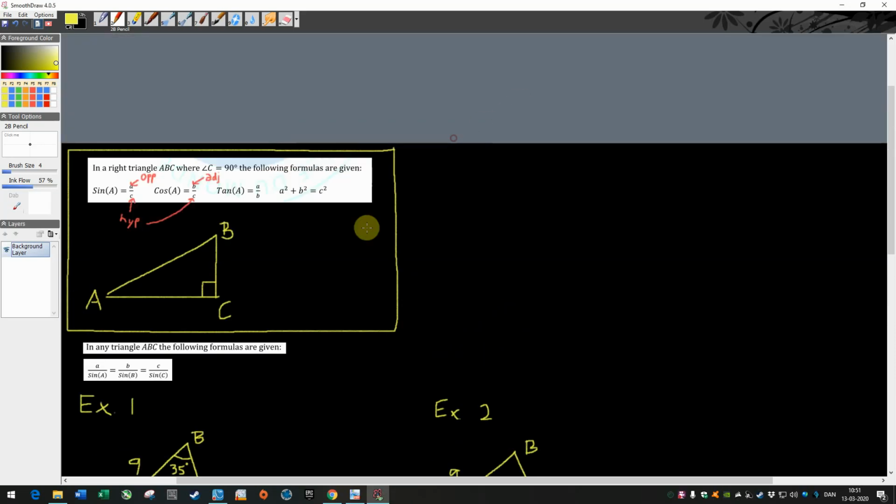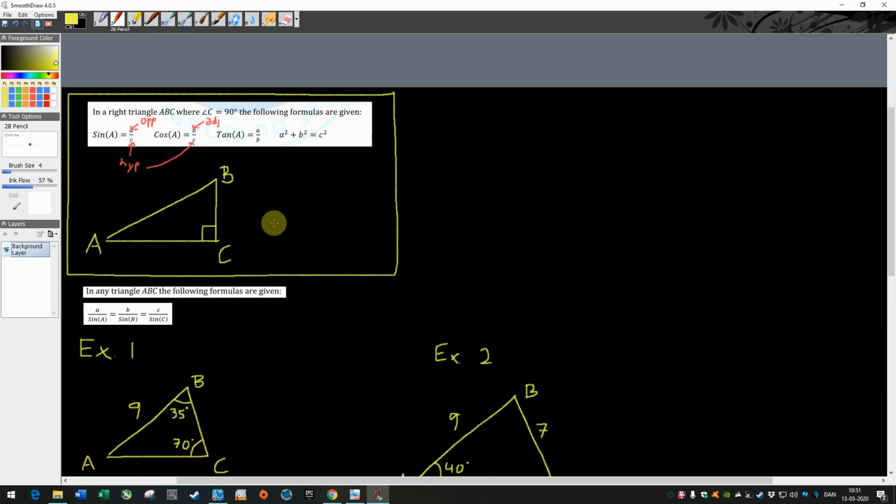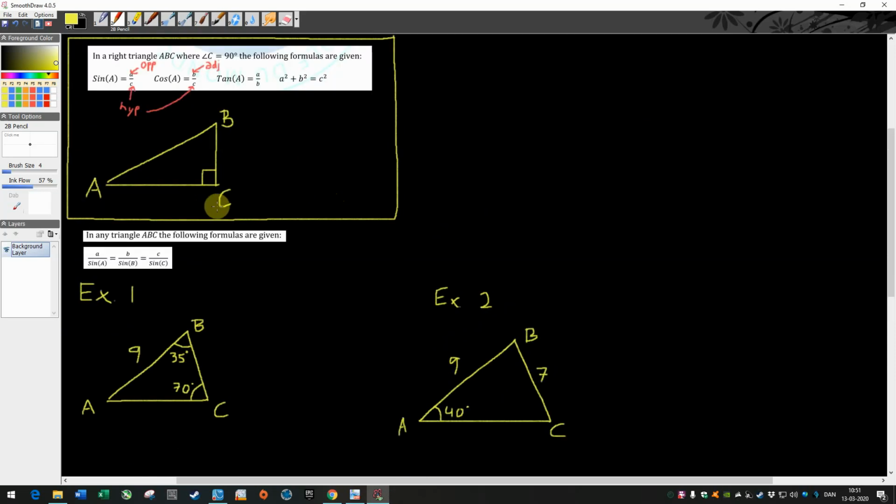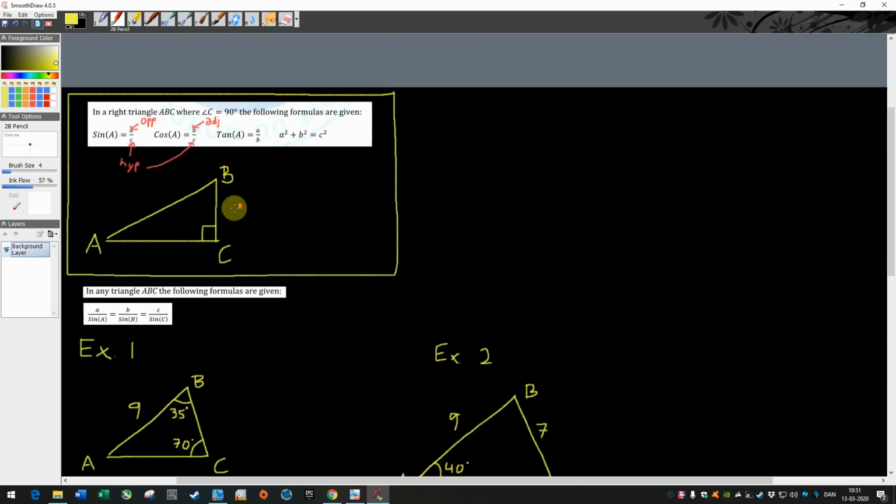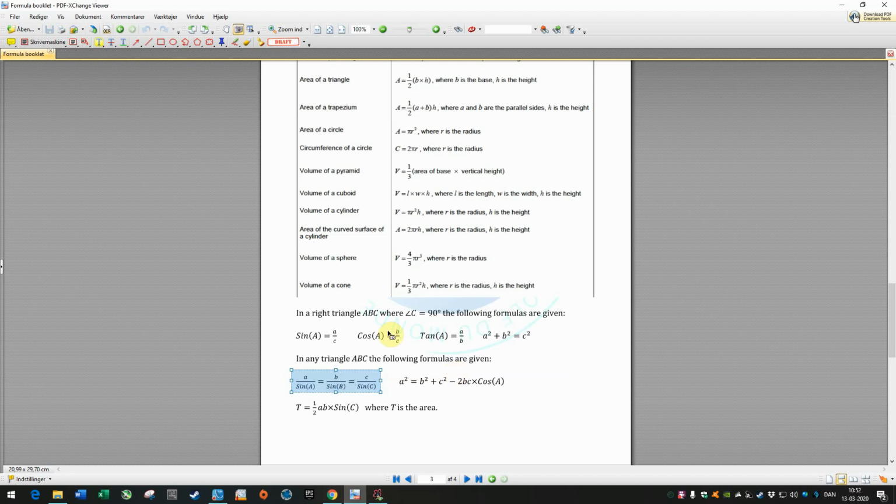Hello. So in this video we will talk about the law of sine. Last time we were talking about right angled triangles like we have here, and we have used these four different formulas. You can find them in your formula booklet as well. So you have Pythagoras and the three others.